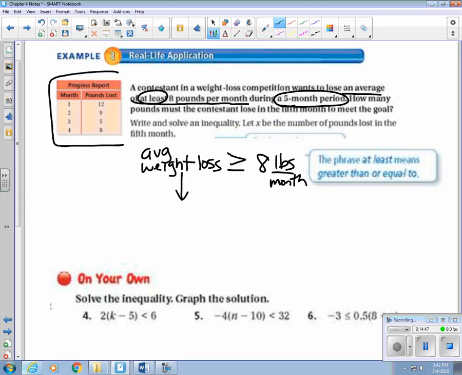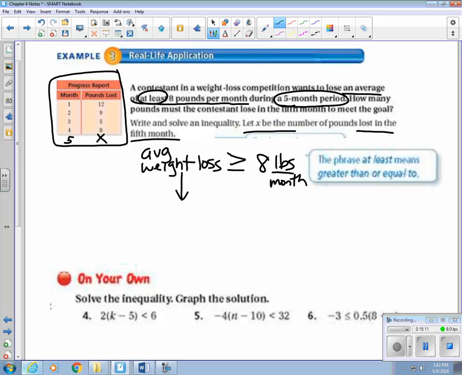In this particular table, they've given us 4 of those numbers. 4 months, 4 numbers. So there's 1 number that's missing, and that's what the variable stands for. Let X be the number of pounds lost in the 5th month. So right here, we would have a 5th month, and there would be an X because that's what's missing. That's what we need to figure out.